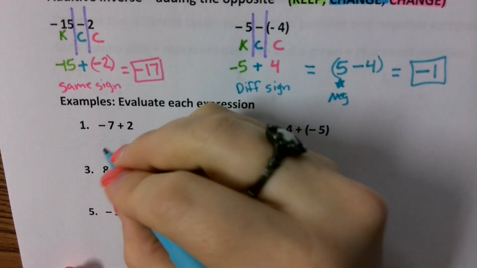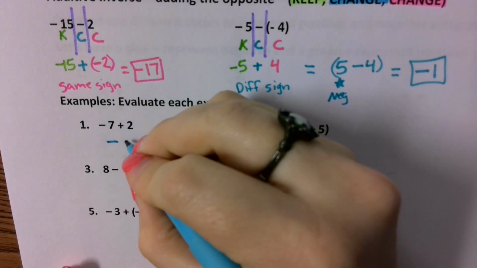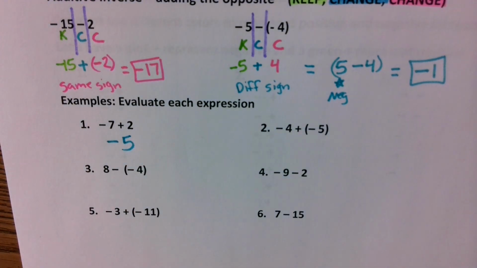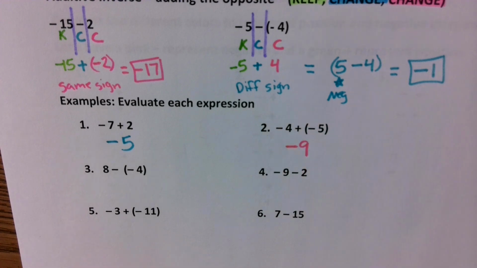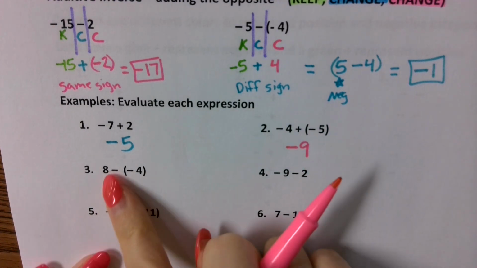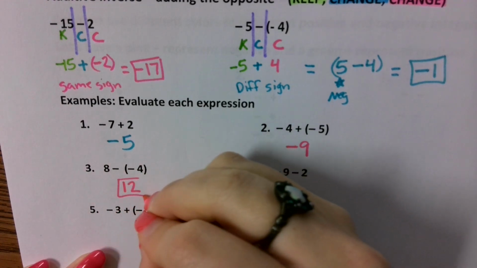Number 1. Jeremy is like, I'm on it. All right, -5. Remember, there are different signs. We'd subtract. Keep the sign of the larger. Number 2, -9. You guys got to be faster if you want to keep up with them. It's -9. Same signs. Add and keep. Number 3, 12. You got to keep, change, change. Then they're same signs. It's going to be 12.